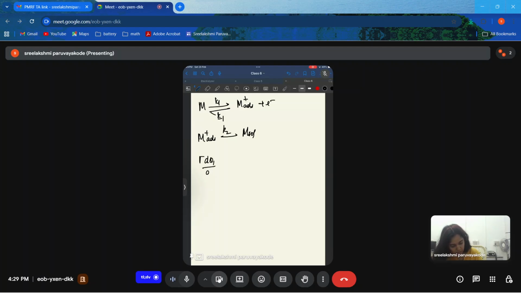Gamma d theta 1 by dt equal to the first step, where the adsorbed intermediate is formed, K1 into 1 minus theta, only one adsorbed intermediate. Minus the next step where it's consumed, K minus 1 theta, and in the third step theta is again consumed, so it's minus K2 theta. So this becomes the answer to your sixth question. First step, forward reaction, M adsorbed is formed. Backward, M adsorbed is consumed, so it is negative. Third step, again M adsorbed is consumed, so it's again negative.